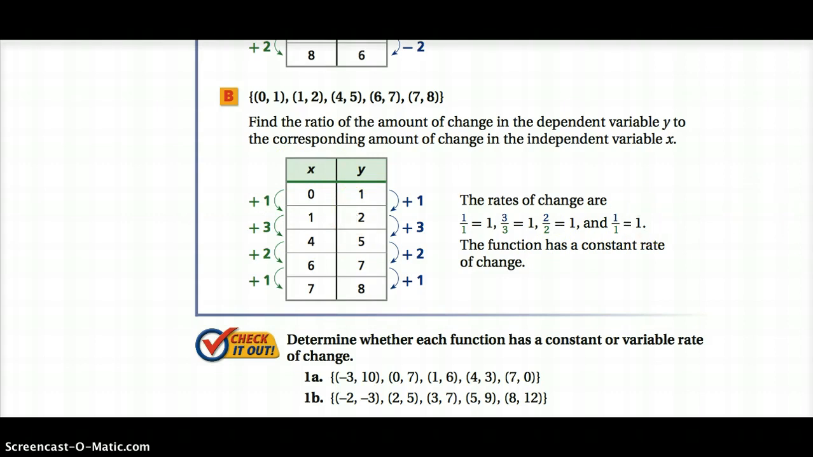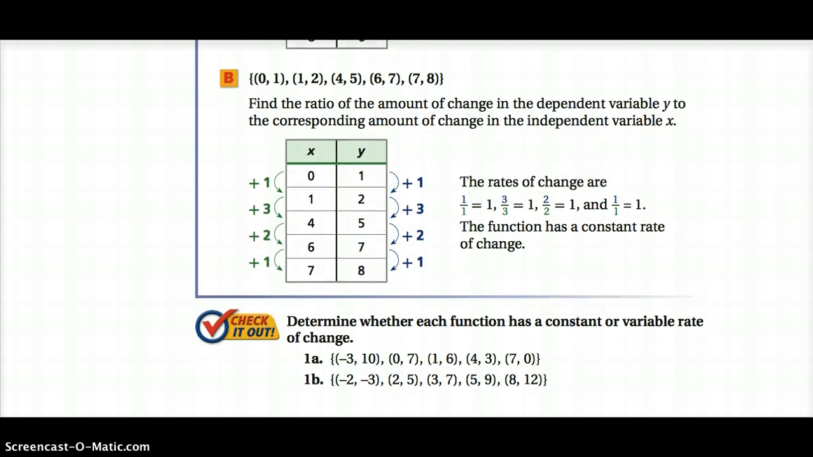Okay, I want you to go ahead and pause the video and determine whether each of these functions has a constant or a variable rate of change.